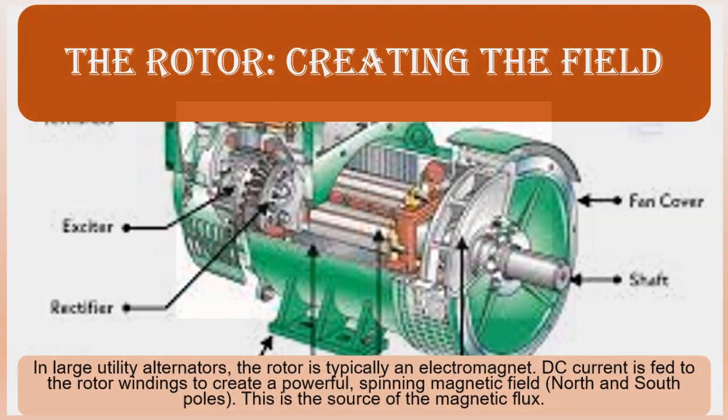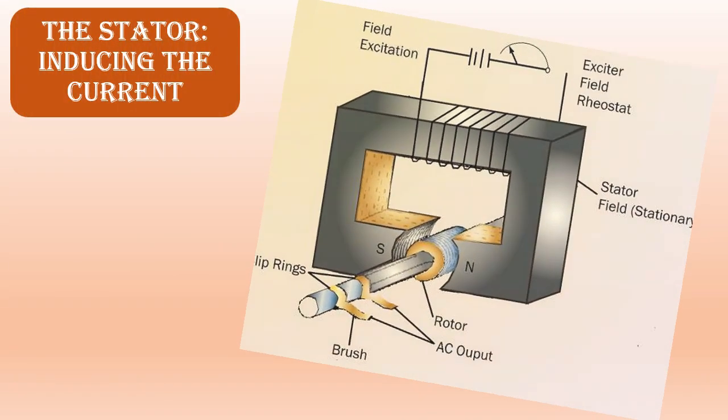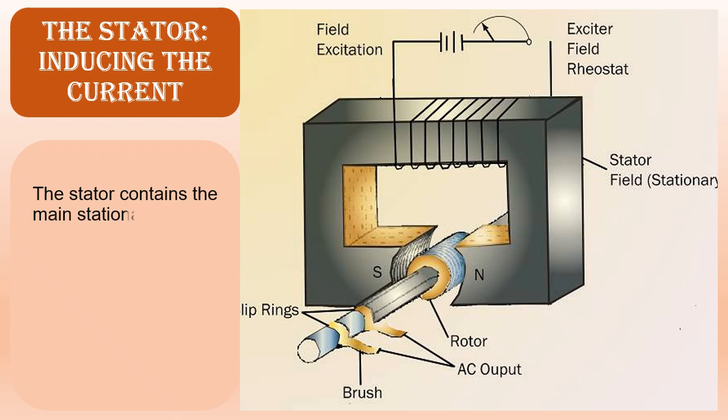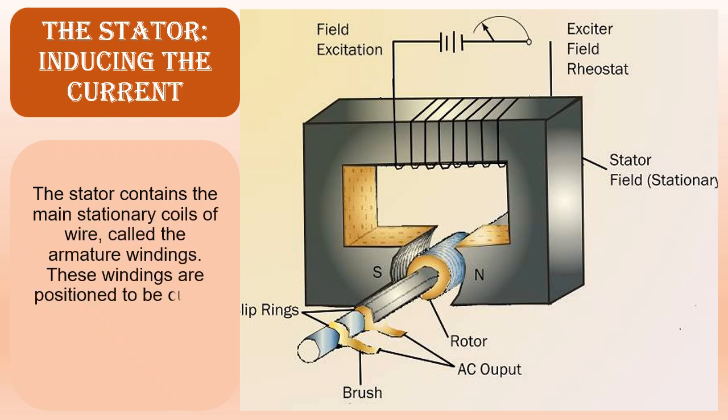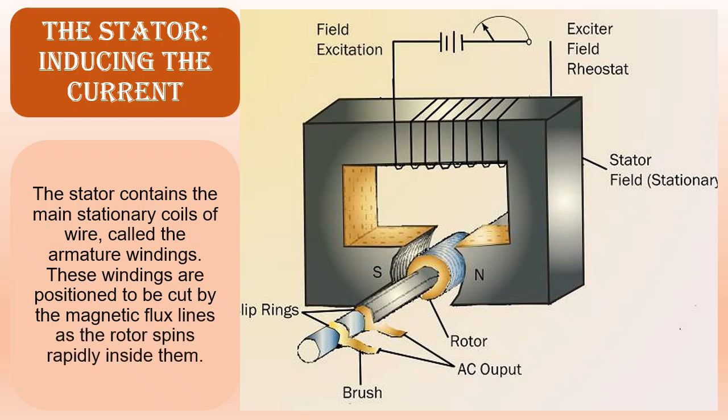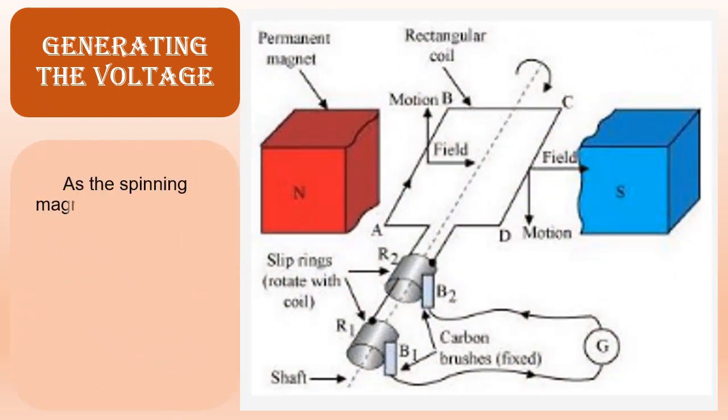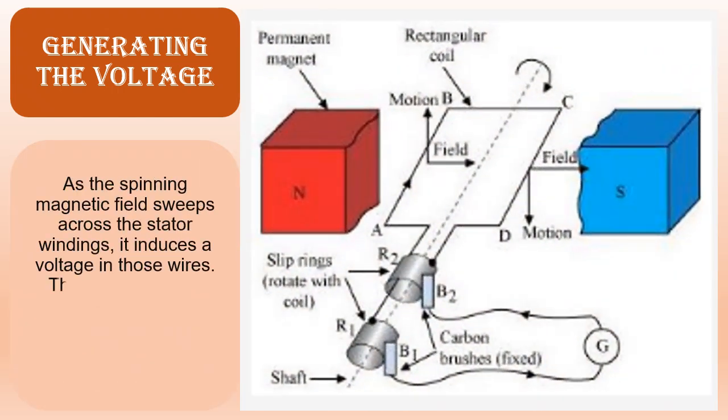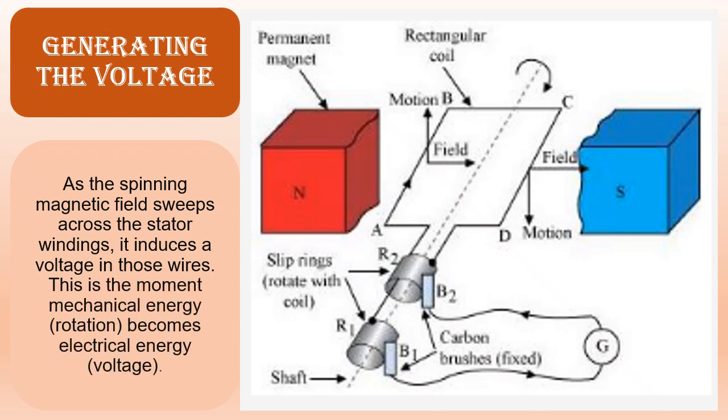The stator contains the main stationary coils of wire, called the armature windings. These windings are positioned to be cut by the magnetic flux lines as the rotor spins rapidly inside them, generating the voltage. As the spinning magnetic field sweeps across the stator windings, it induces a voltage in those wires. This is the moment mechanical energy, rotation, becomes electrical energy, voltage.